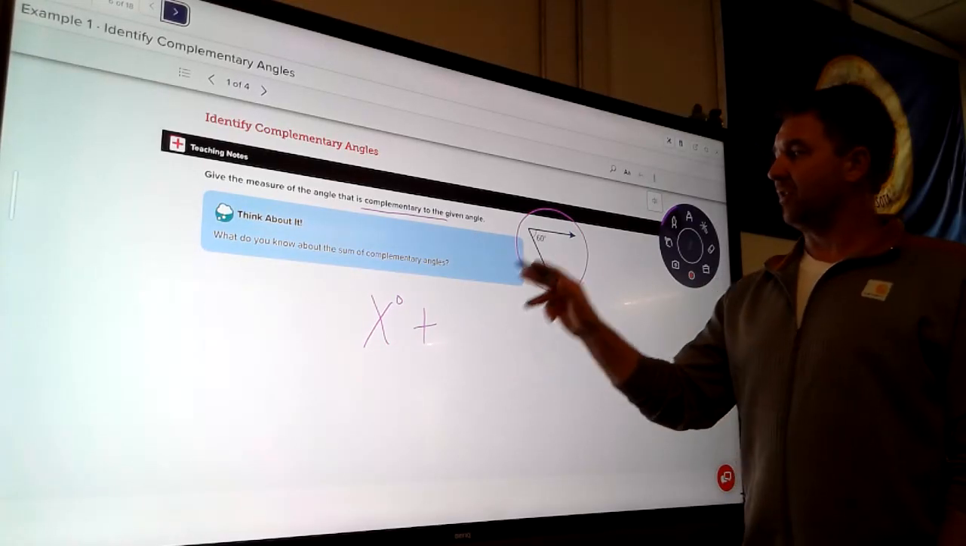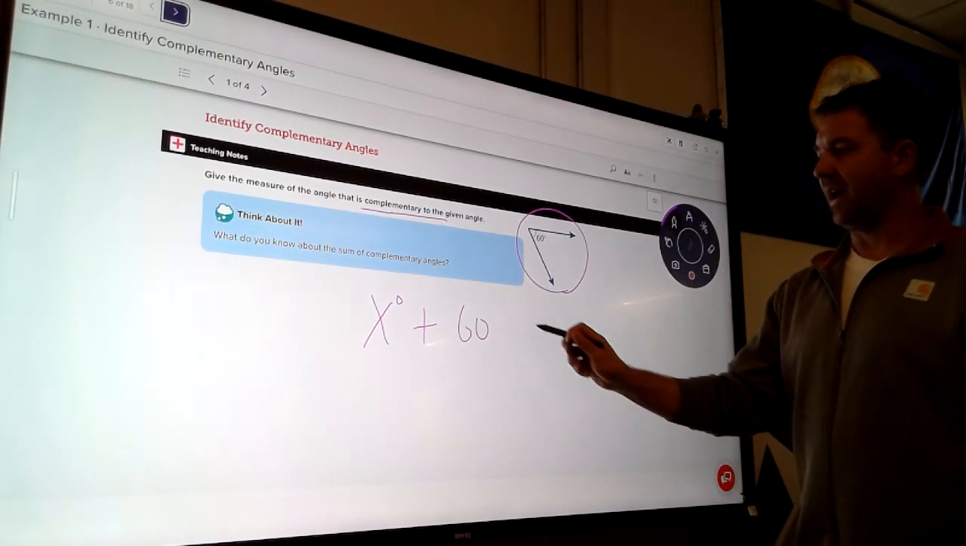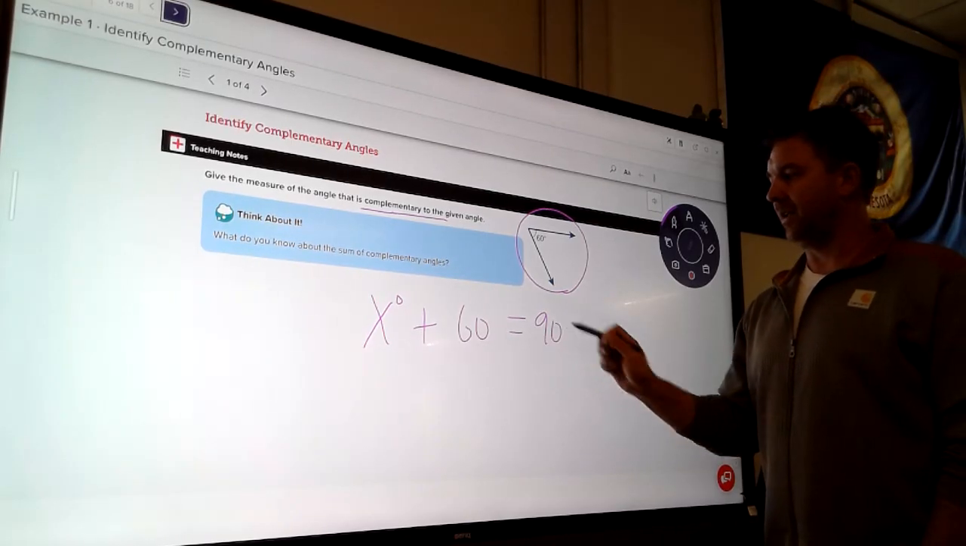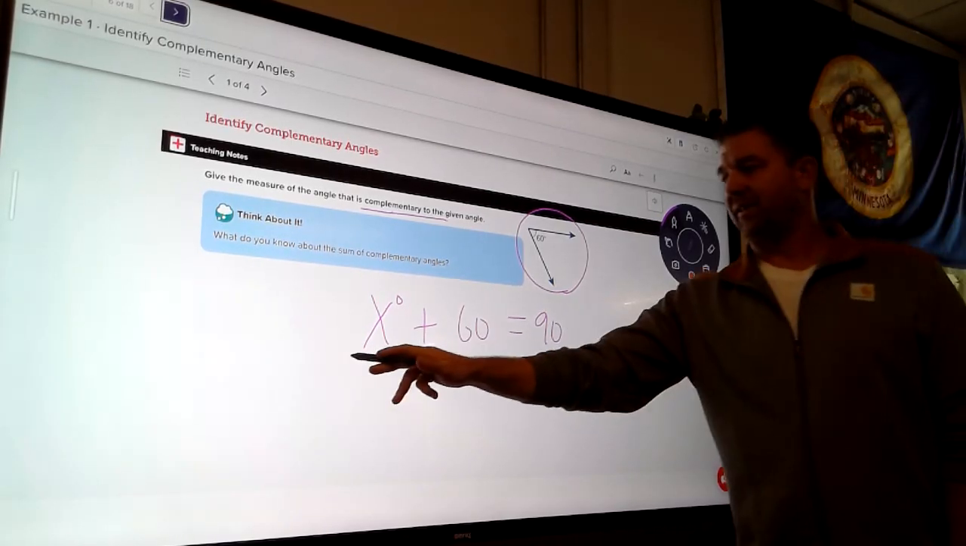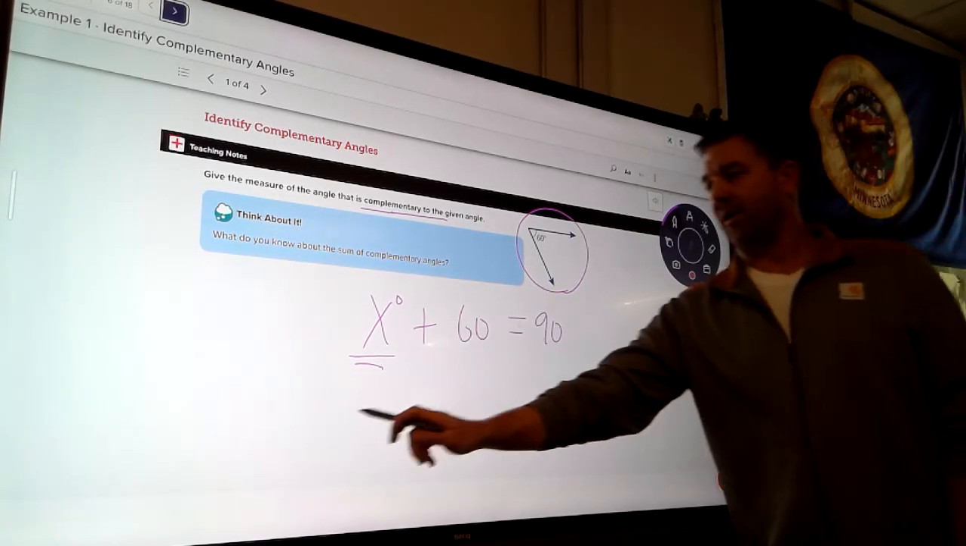Okay. Given the measure of an angle that is complementary to this. So I want to find an angle that would be complementary to this. Well, we can have that angle be x, whatever, x degrees. If this is an angle and I add it to the one they gave me, 60, if they have to be complementary, it means they have to equal 90 degrees. So what would this have to be to make this a true statement? Pretty simple, right? You probably already know that it's 30.